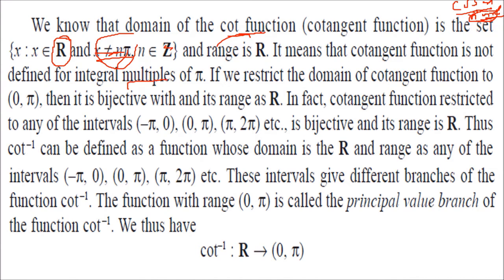So we'll restrict the domain of cotangent to 0 to pi, because we cannot take the whole cot function. That will not be one-one and onto. For it to be bijective and to actually get the cot inverse, we will restrict the domain to 0 to pi. In fact, the inverse can be taken for any of these branches, but we'll restrict to this and call it the principal value branch. Okay. So for cot inverse, this was the domain, and now this will become the range. So the range of cot inverse will be 0 to pi.